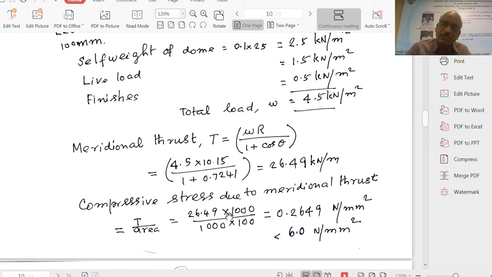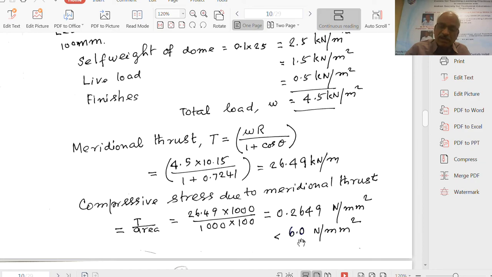Compressive stress equals the thrust by area. So consider 1 meter length into the thickness we have assumed, 100 mm. So area of cross section equals 1000 into 100. Thrust divided by area gives the value as 0.2649 Newton per mm square. Now recently we have seen the table. The allowable stress for M25 concrete under direct compression is 6 Newton per mm square. So it is much less than 6 Newton per mm square.